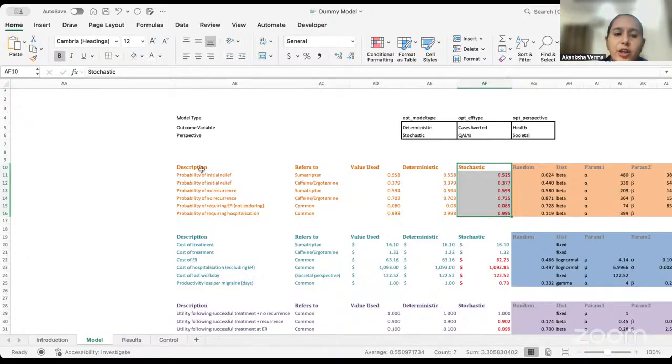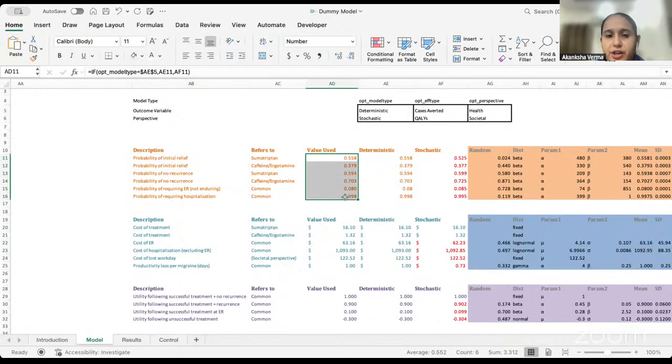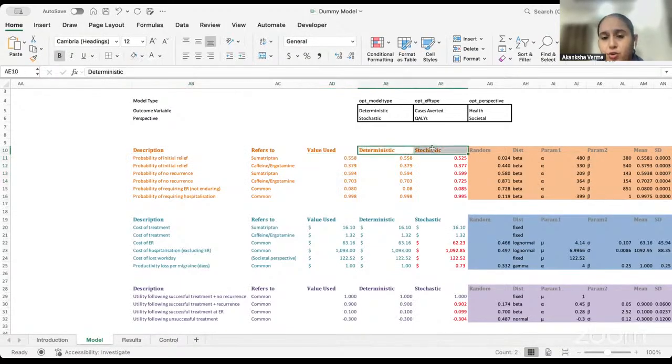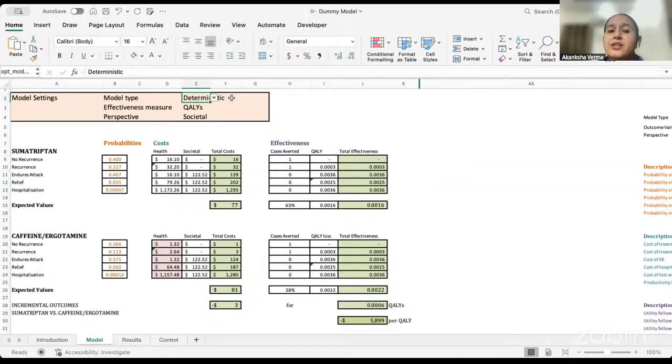These are all your inputs in terms of probabilities, costs, and utilities, and these are the values going into the model. Now you have two columns here. One is deterministic. These are the hard-coded values, which are our inputs from the literature or other sources. And this is for PSA. When we choose the model type, if we want to do the PSA, we will use stochastic as the type of model.